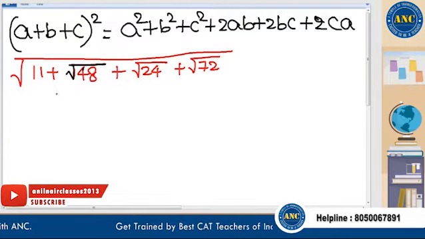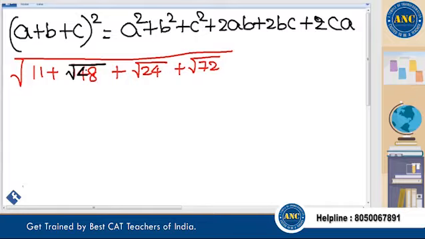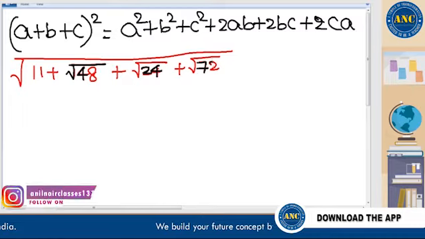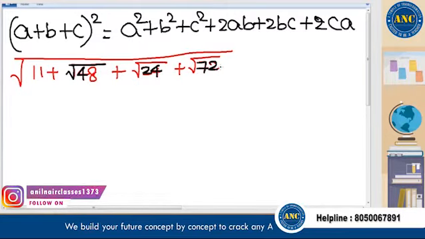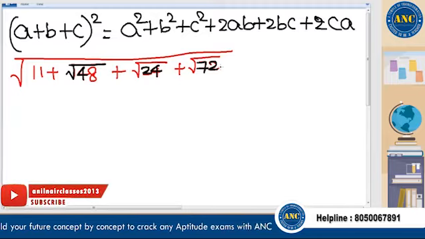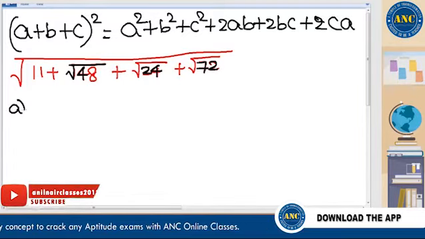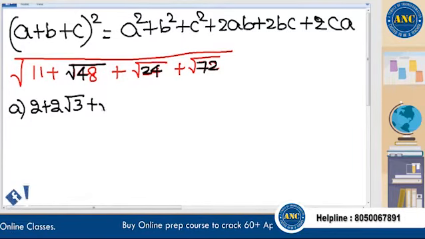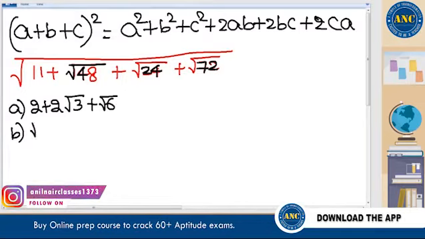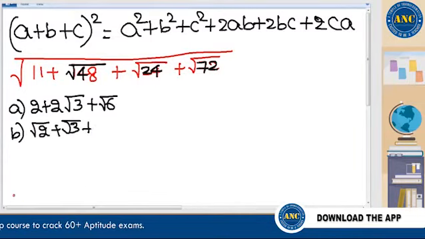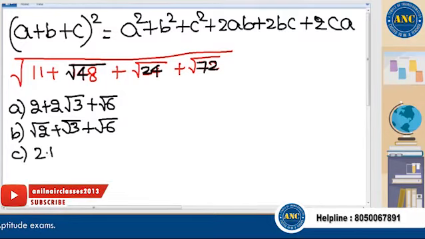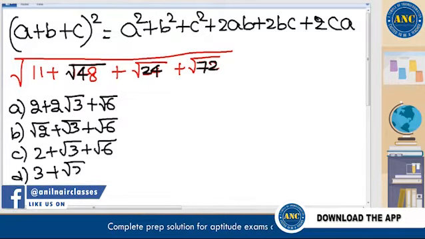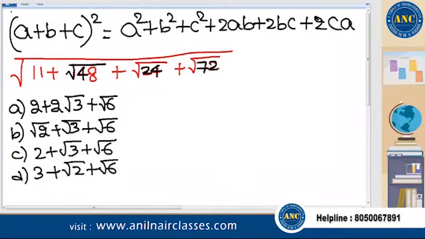That means there are so many terms involved, and the other thing is it has 3 square root terms inside a bigger square root. In all our previous questions, we were having 1 or 2 maximum square root terms inside a bigger square root. So the best way to solve this kind of question is by answer options. Suppose, for example, the first option is 2 plus 2 root 3 plus root 6. Second option is root 2 plus root 3 plus root 6. Third option is 2 plus root 3 plus root 6, and the fourth option is 3 plus root 2 plus root 6. Best way of solving this question is by answer options.